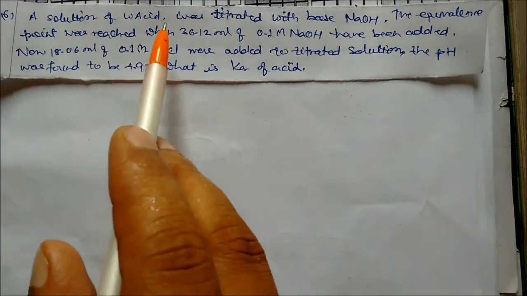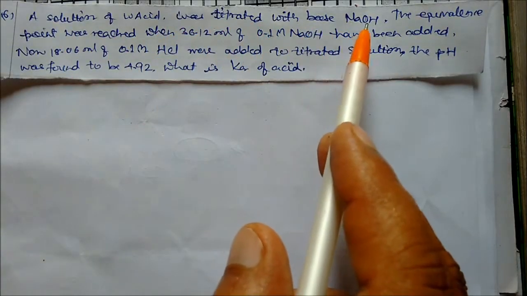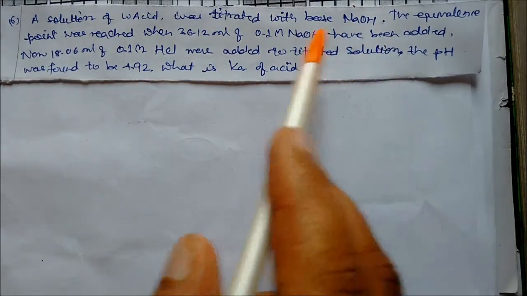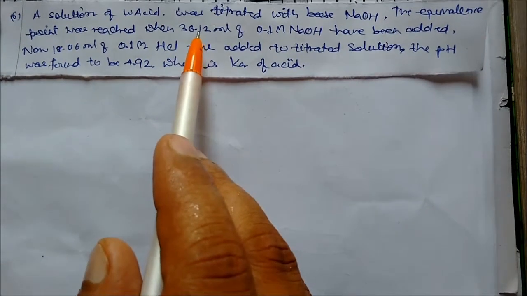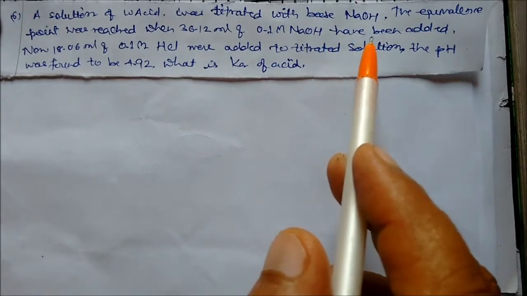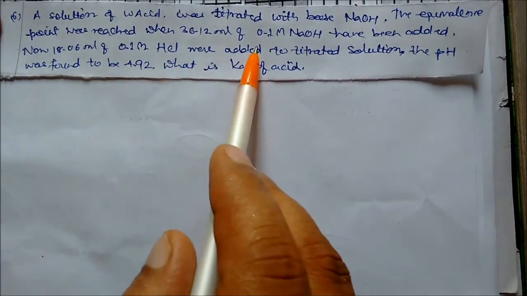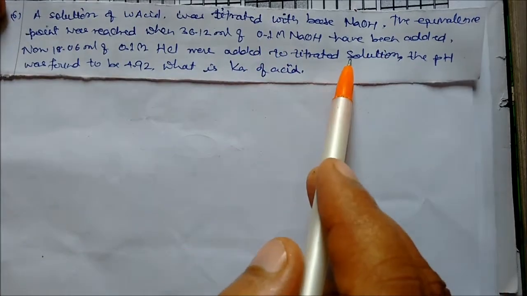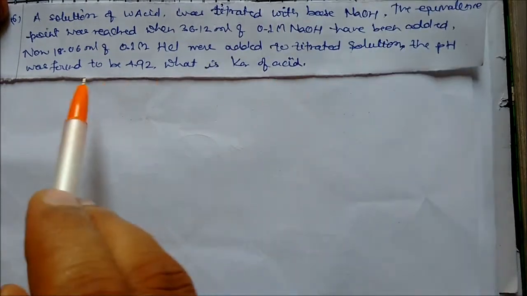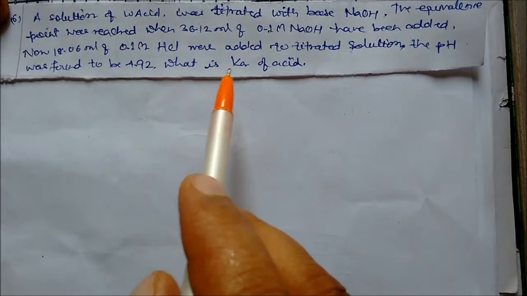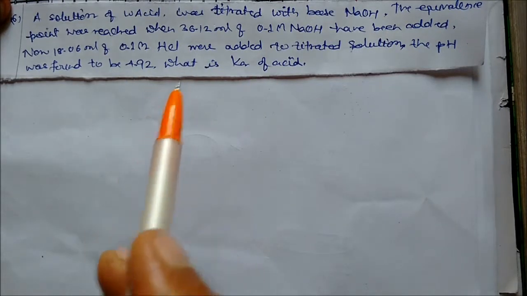A solution of weak acid was titrated with base NaOH. The equivalence point was reached when 36.12 ml of 0.1 molarity sodium hydroxide had been added. Now 18.06 ml of 0.1 molarity HCl were added to the titrated solution. The pH was found to be 4.92. So what is the Ka of the acid? They are asking for the dissociation constant of the acid.